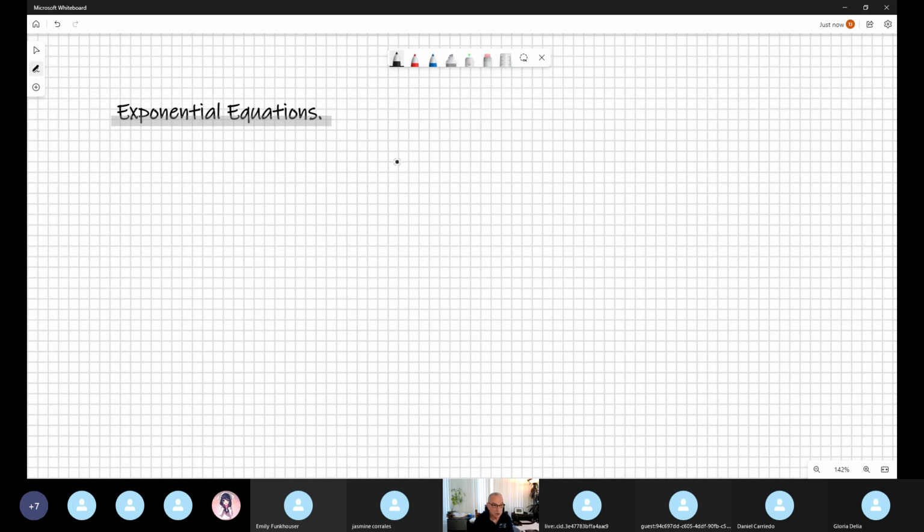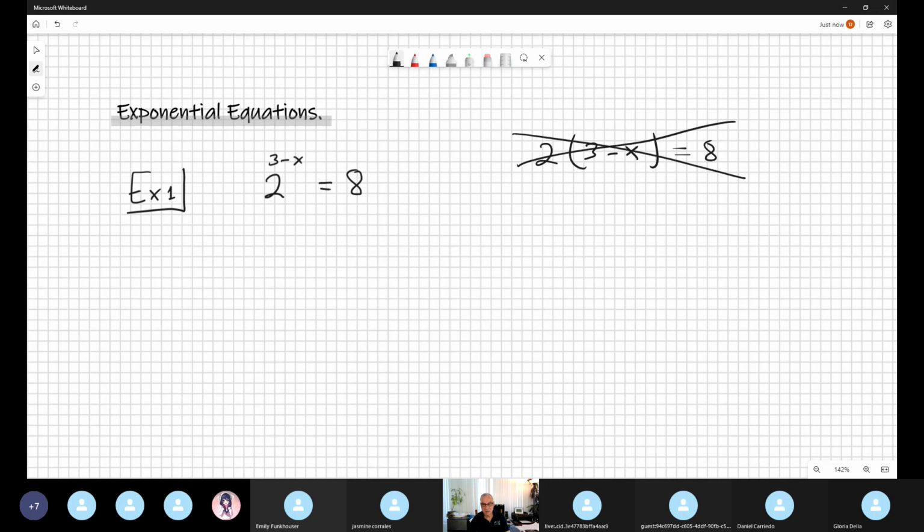Suppose exponential equation. Suppose this example one. It's an equation that contains the unknown, the variable that you need to find, that you need to solve, in the exponent part. 2 to the 3 minus x equal 8. Some students don't understand very well and believe that this is 2 times parentheses 3 minus x equal 8. No. This is 2 to the power of 3 minus x, so 3 minus x is an exponent of the 2, right? So no, you cannot apply the distributive property.